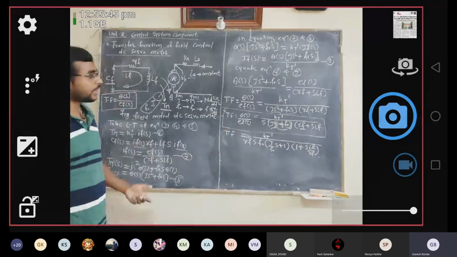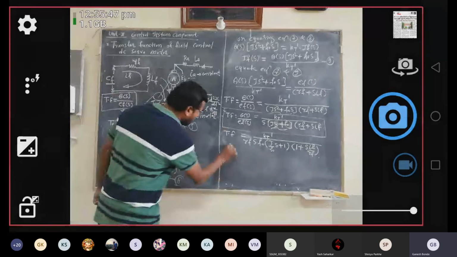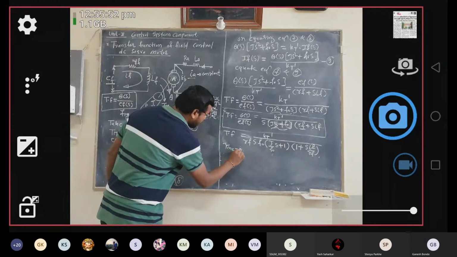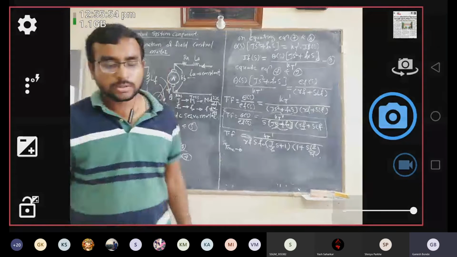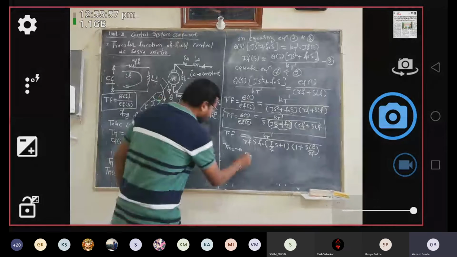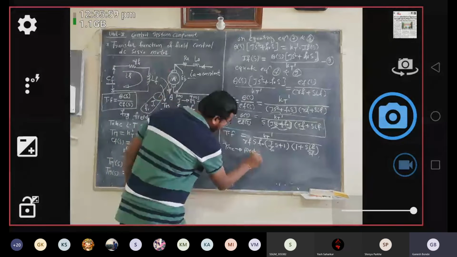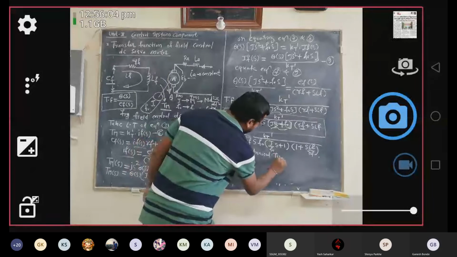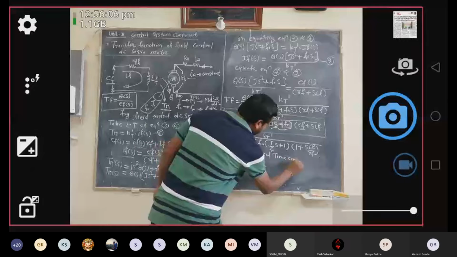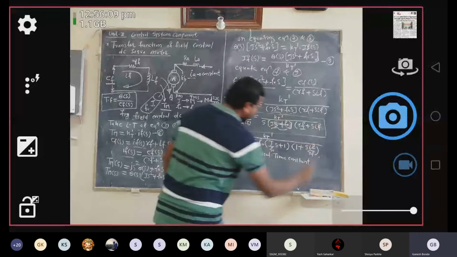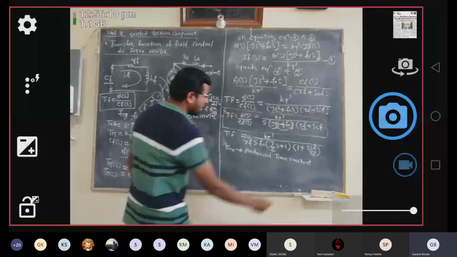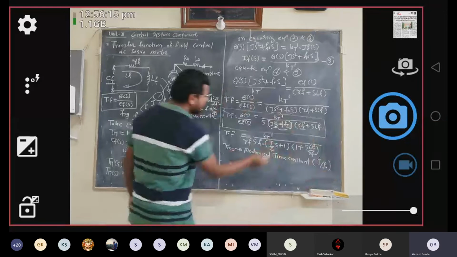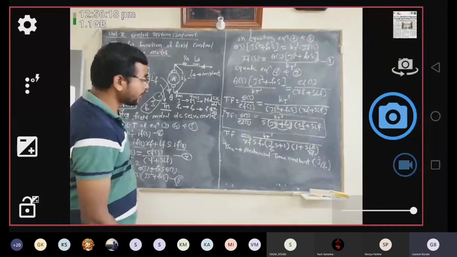So now we are going to define the time constants. The first time constant we can define by tau ME. ME stands for the mechanical time constant. You can note down the meaning of it. Tau ME is the mechanical time constant, and it will be given by J by F0. So this term J by F0 is replaced by tau ME.